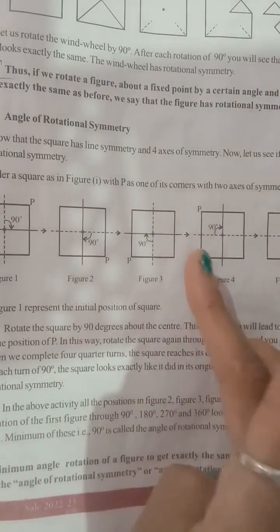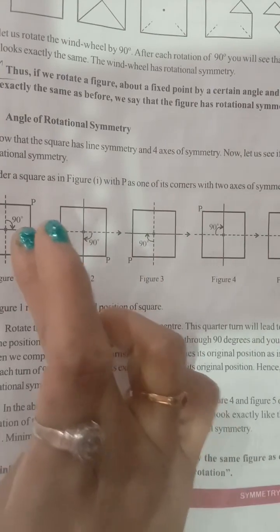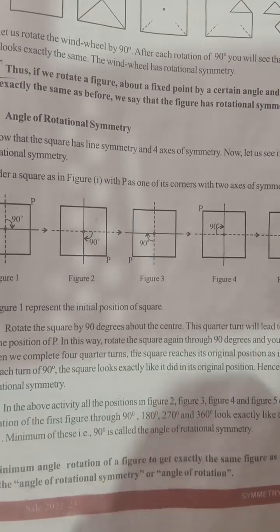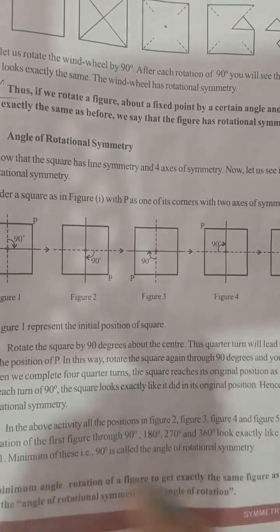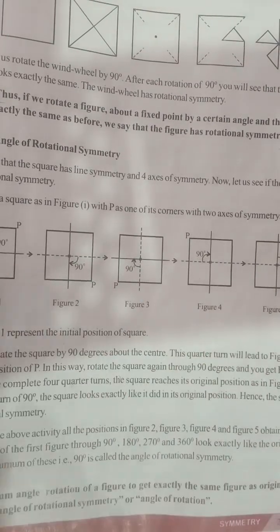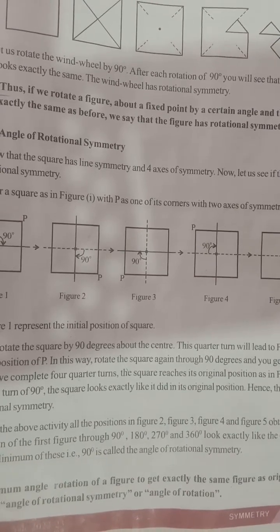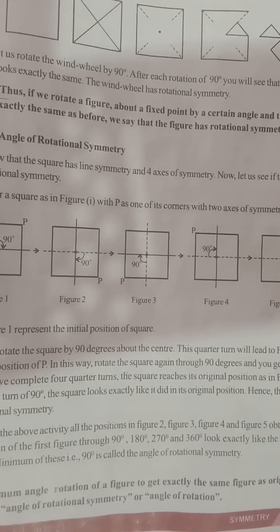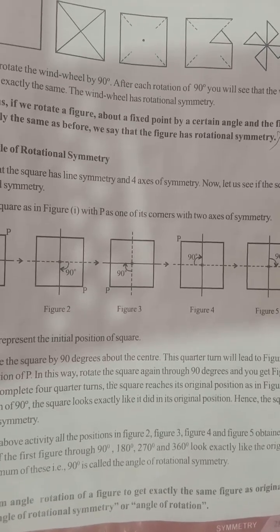The minimum angle of rotation of symmetry for the square is 90 degrees. The definition: the minimum angle of rotation of a figure to get exactly the same figure as original is called the angle of rotational symmetry.